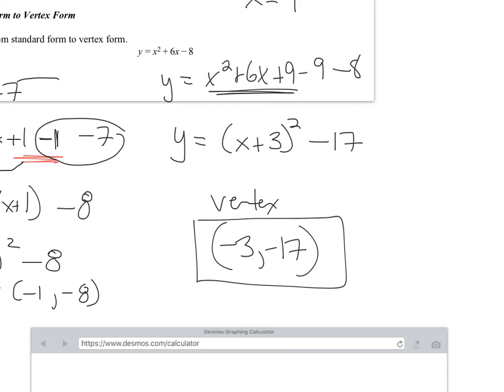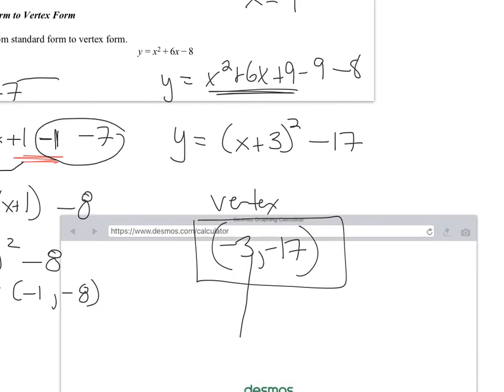So the key things to do in this section: be able to find the vertex, find the axis of symmetry. Definitely use your graphing calculator. That Desmos is going to be very helpful in these last two sections of Module 4.